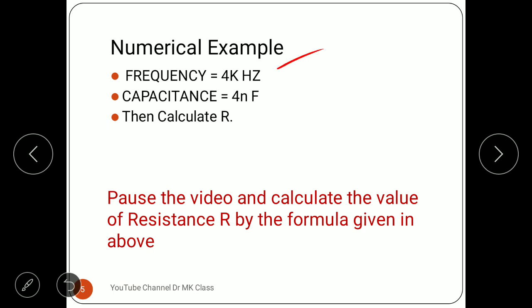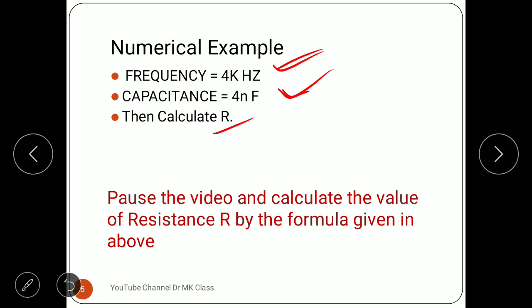Numerical example: the given frequency, design an RC phase shift oscillator. The amplifier will be a common emitter amplifier, but only the RC network circuit diagram example numerical is here. The frequency given is 4 kilohertz. You want to generate 4 kilohertz, and the capacitance value given is 4 nanofarad. So C1, C2, C3 are all equal to 4 nanofarad.